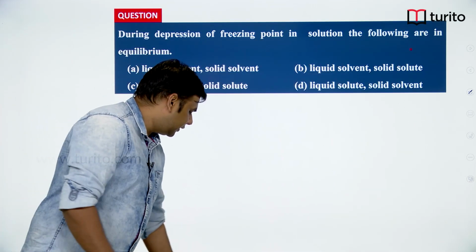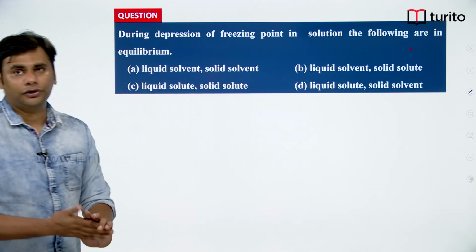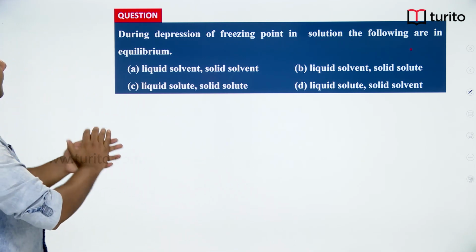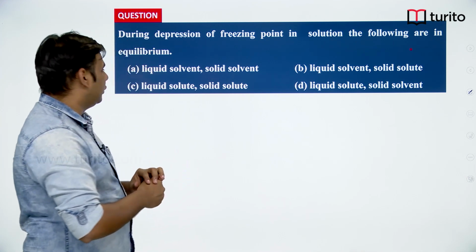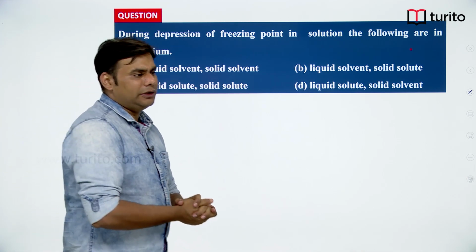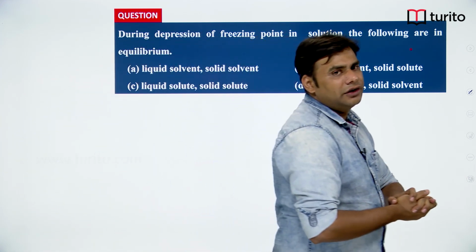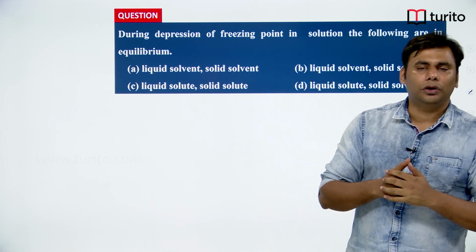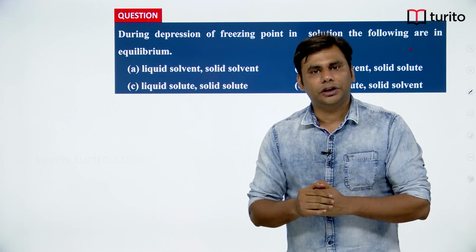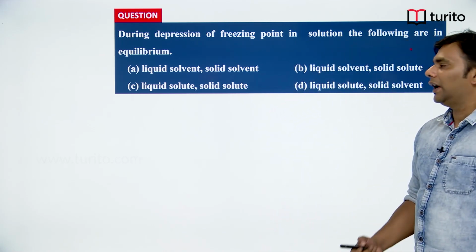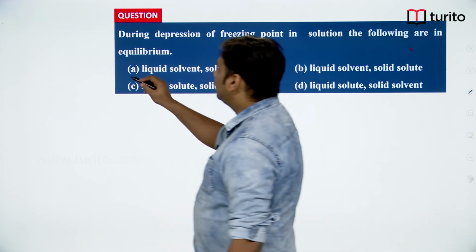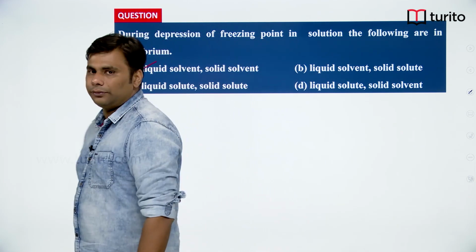So let us just start solving some questions. Just look at this question. During depression of freezing point in solution, the following are in equilibrium. Now I have already told you freezing point is the temperature at which the vapor pressure of the solid solvent and the liquid solvent becomes equal. So we say that only solid solvent and the liquid solvent are in equilibrium. So the first option is the correct option.